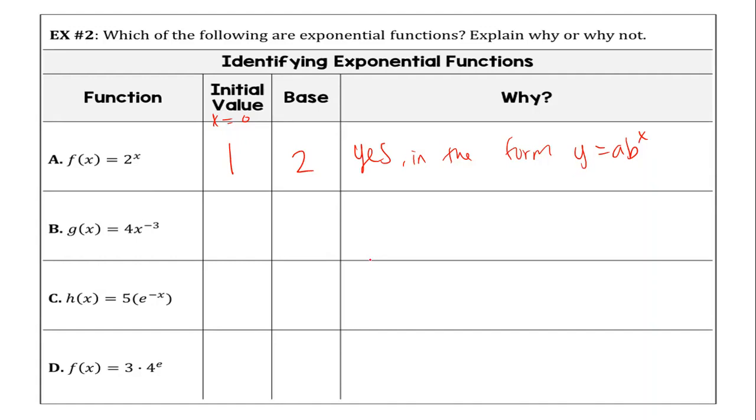All right, so next here is B. Is it exponential? Why is it not? Because the x is in the exponent, and you can't have a negative exponent. So this is no. And it's because of this guy. This is actually a rational function.